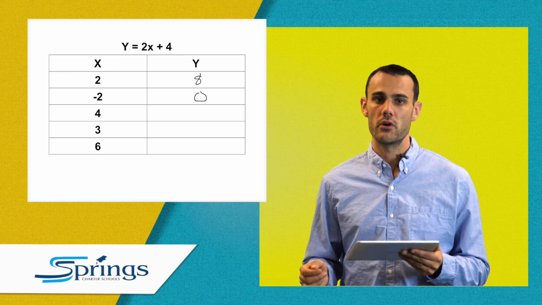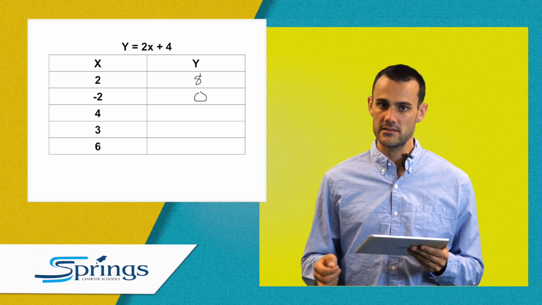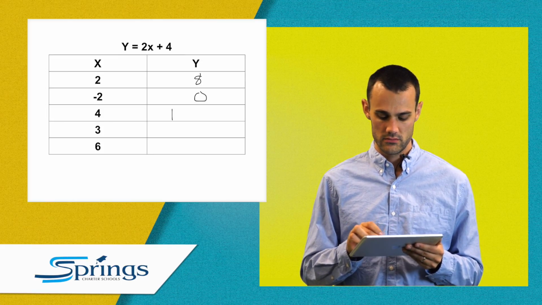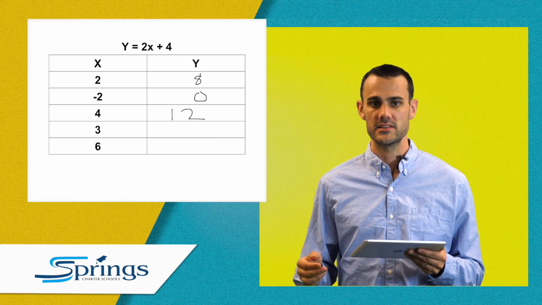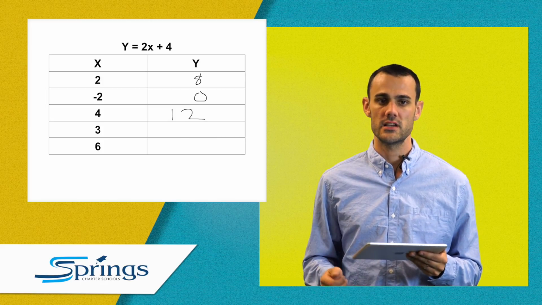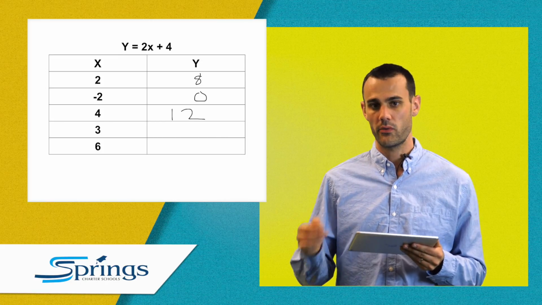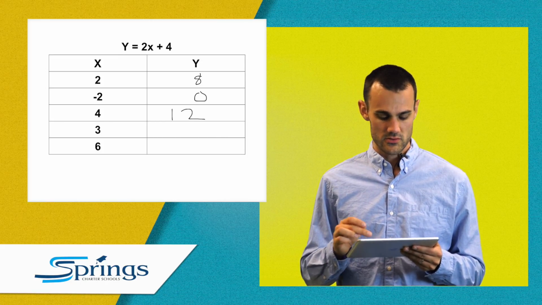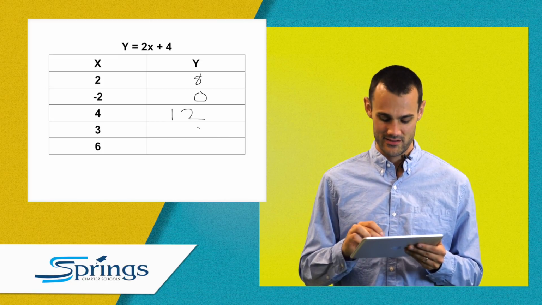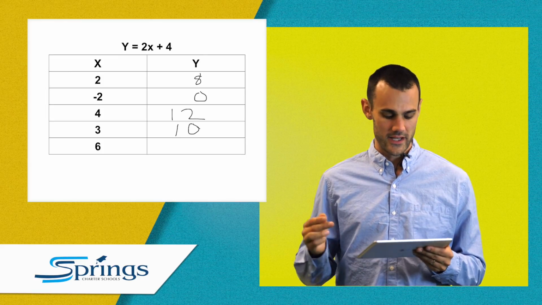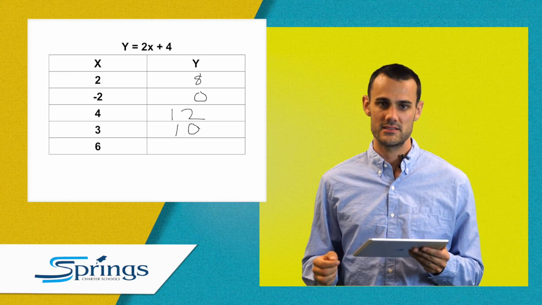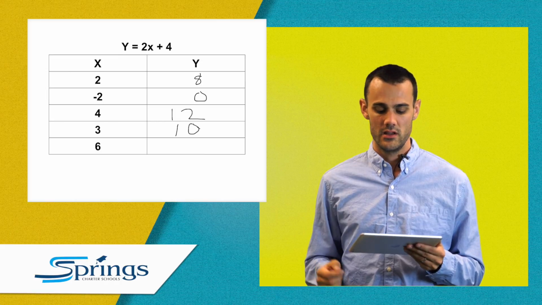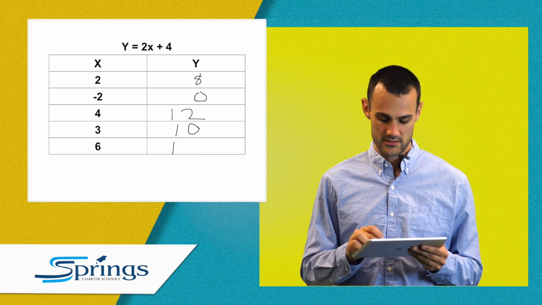Now let's put the number 4 in there. 4 times 2 is 8, plus 4 more makes 12. Now, last two, putting a 3 in there. 2 times 3 is 6, plus 4 more makes 10. And last but not least, we have inserting that 6 in there. 2 times 6 is 12, and 12 plus 4 makes 16.